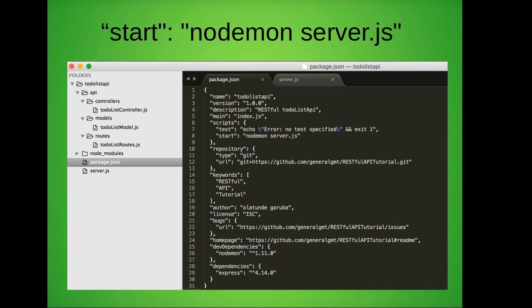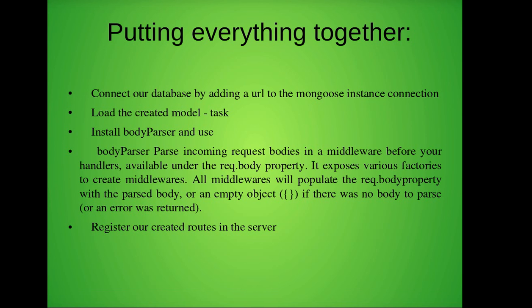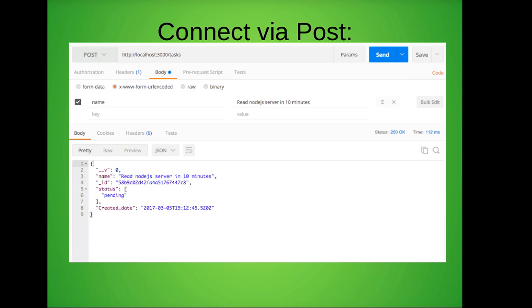And finally we'll put together all the server and client in Postman. Connect our database by adding the mongoose instance connection. Load the created Task model. Install body-parser. Body-parser parses incoming JSON requests from the client. Finally, we'll register our routes in the server. This is the final window of our Node.js server. We'll see our name, our status, and our created URL.